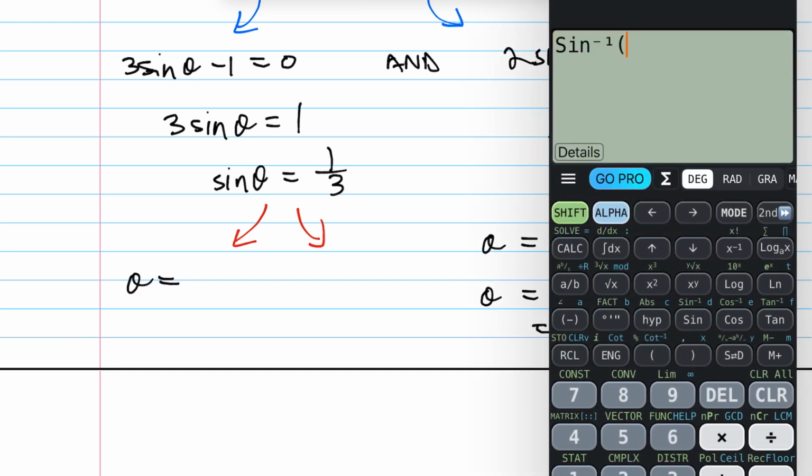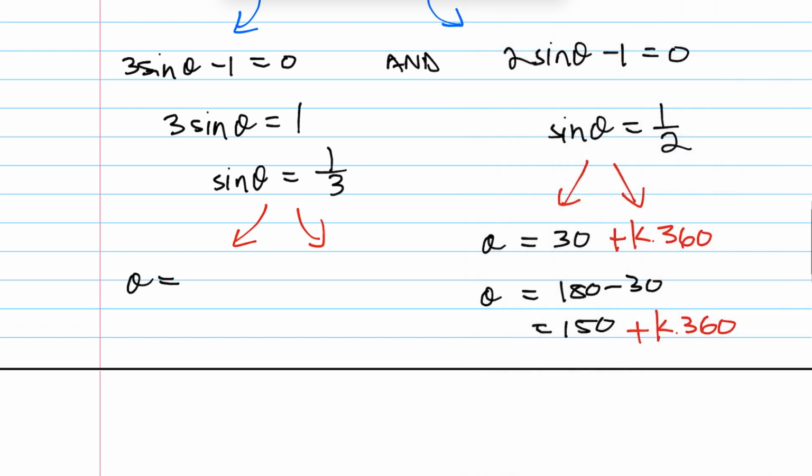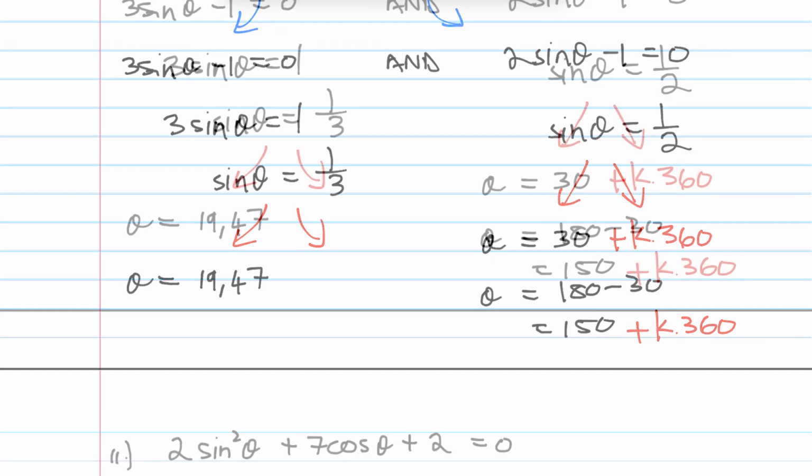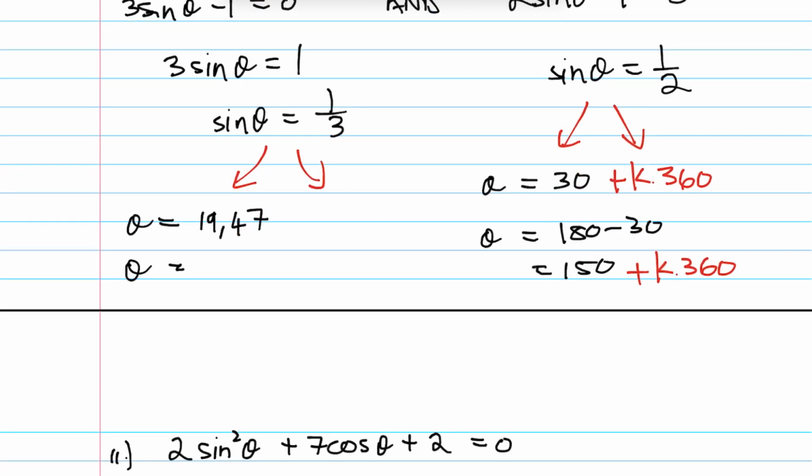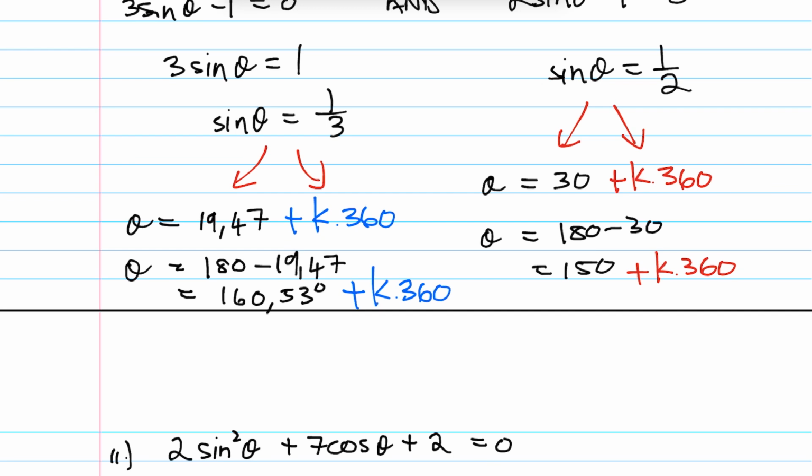So I'll do shift sine of a third, and that is 19.47. So 19.47 degrees, and 180 minus 19.47. That's for the second quadrant, since sine is also positive in the second quadrant. Right, this should be equal to 160.53 degrees. Right, for both we'll write plus k 360, since this is a sine function. K is an element of Z. Okay, I haven't written that anyway, so I'll write it here in the middle.